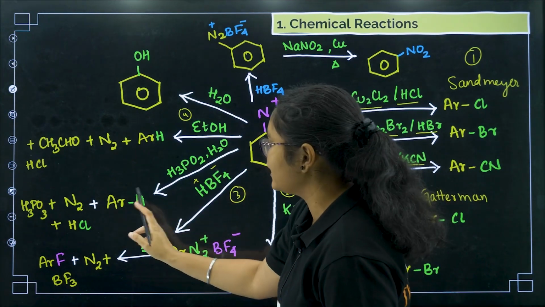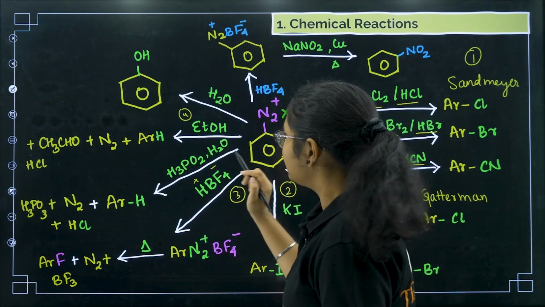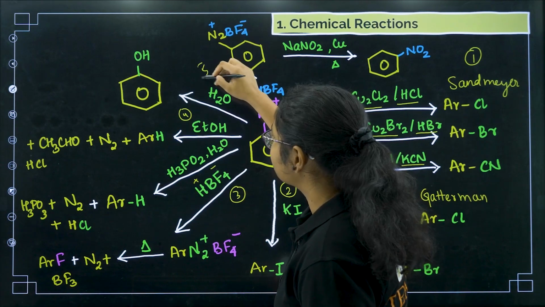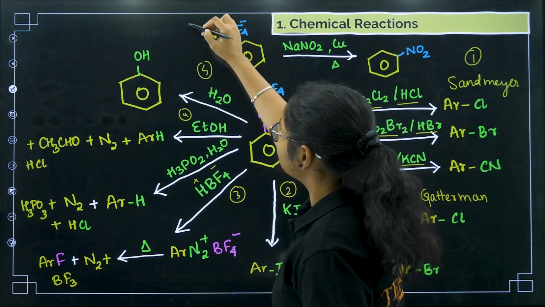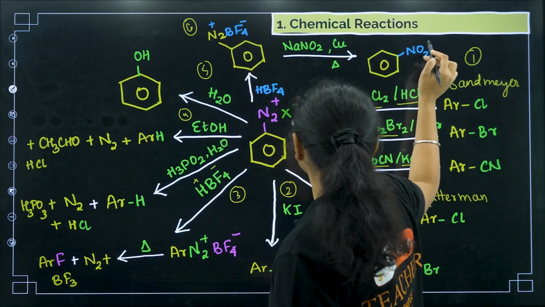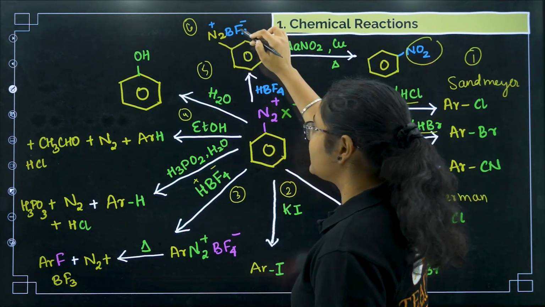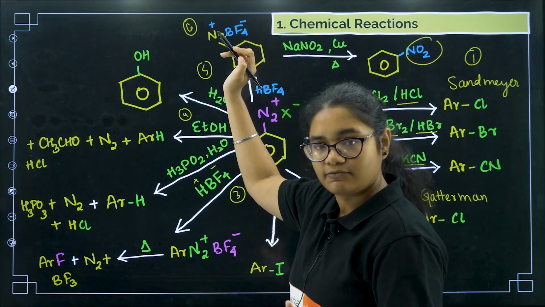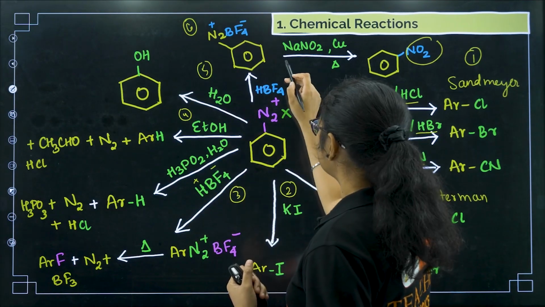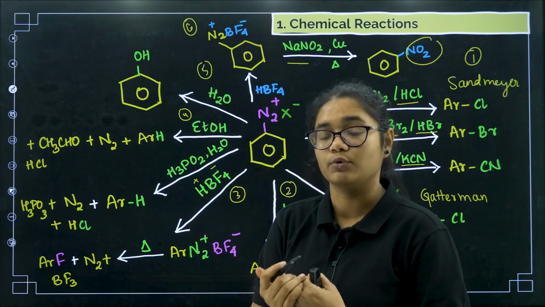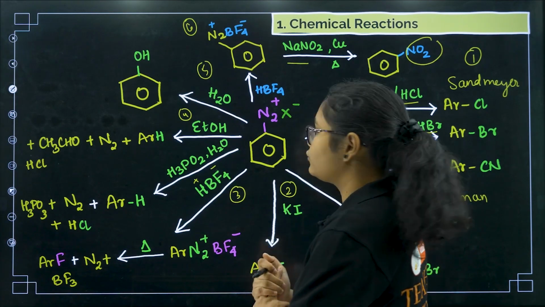Ethyl alcohol or H3PO2. Okay. Next, fifth one, to replace it with OH, you have to treat it with water. Sixth one, to replace it with nitro group, first you need to treat it with N2+ and HBF4. Okay. After that, NaNO2 and copper. NaNO2 and copper, that will give you nitro group.